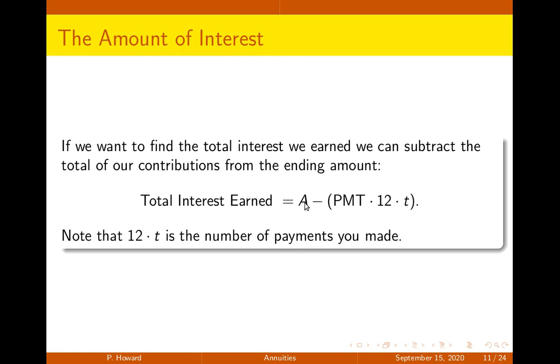So the total interest is A. Remember, that's the ending value. And then you have to subtract the monthly payment times 12 times T. So the thing to keep in mind in understanding this formula is that 12 times T is the number of payments that you've made over the life of the annuity.